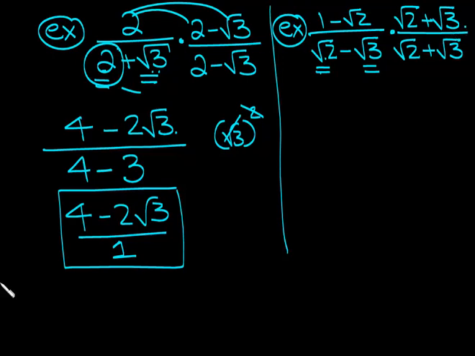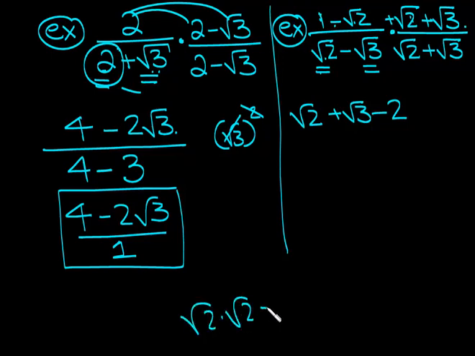Okay. So now on the top we can distribute. 1 times square root of 2 is square root of 2. 1 times square root of 3 is plus square root of 3. Negative and a positive here, so we'll get minus. Square root of 2 times square root of 2 is just 2. Remember we talked about that. Square root of 2 times square root of 2 is square root of 4, which is 2. Negative square root of 2 times positive square root of 3 is negative square root of 6.